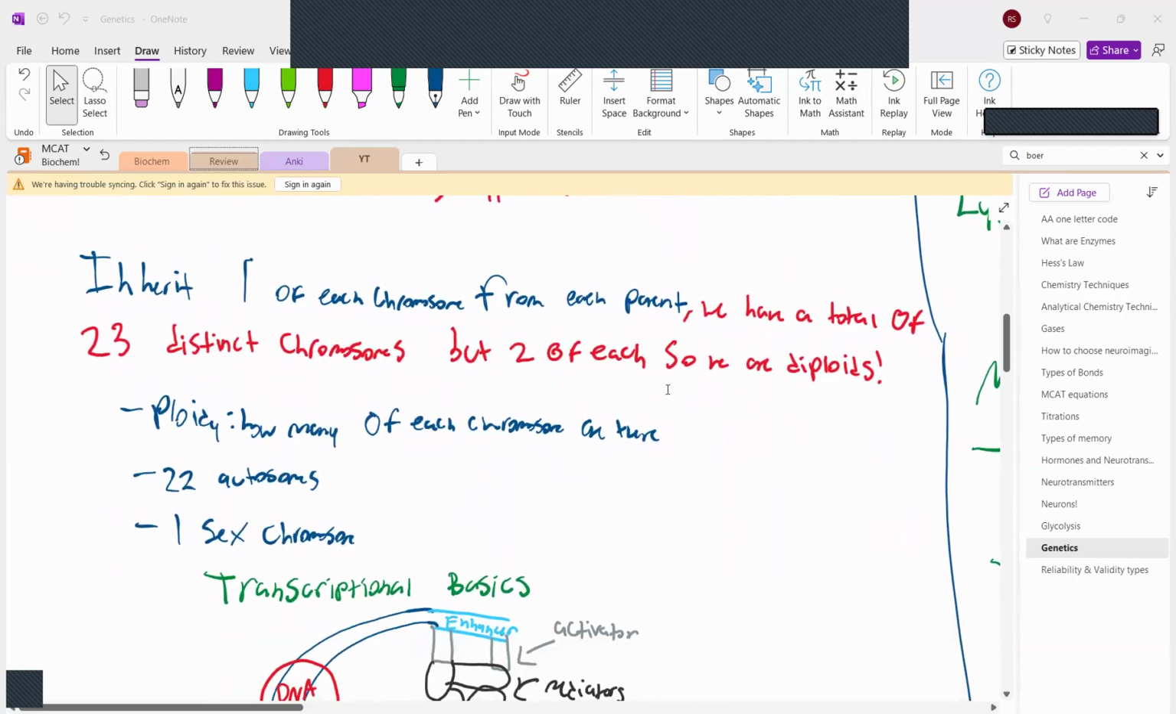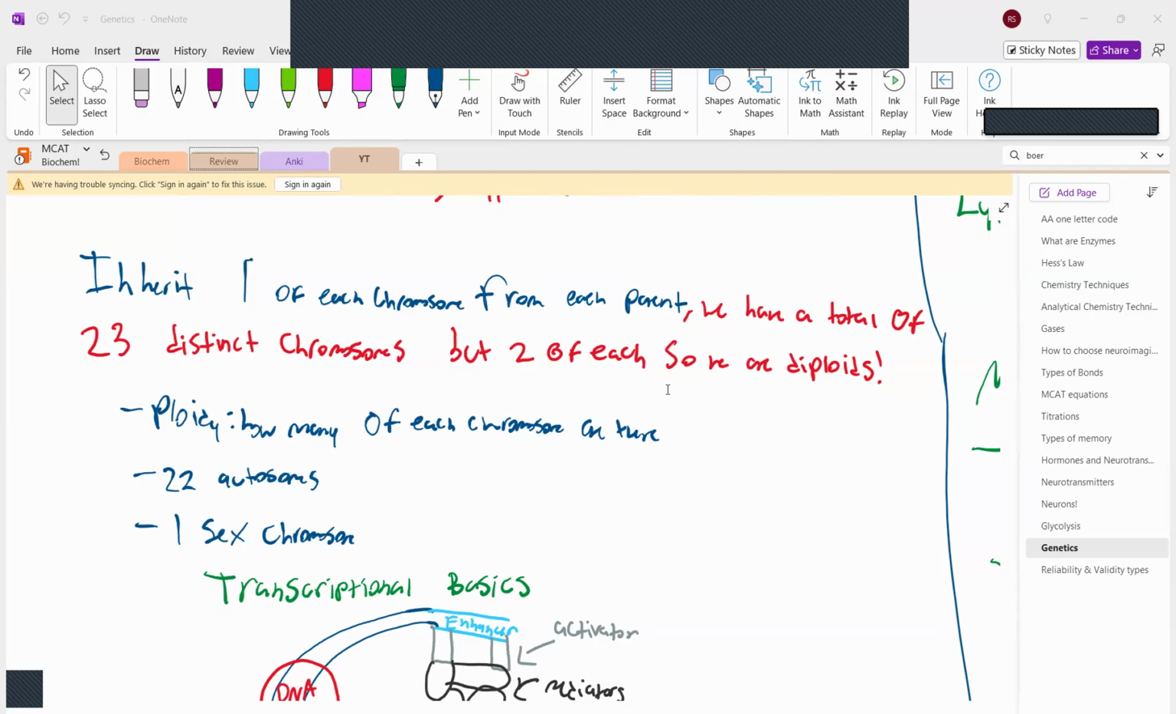You also inherit one of each chromosome from each parent, but we have a total of 23 distinct chromosomes. So we have 46 total, but 23 distinct, because there's overlapping of both. So we are diploids, which is sort of what that means. Ploidy is how many of each distinct chromosome there are. So for example, you have two copies of chromosome one, but chromosome one is one distinct chromosome, if that makes sense.